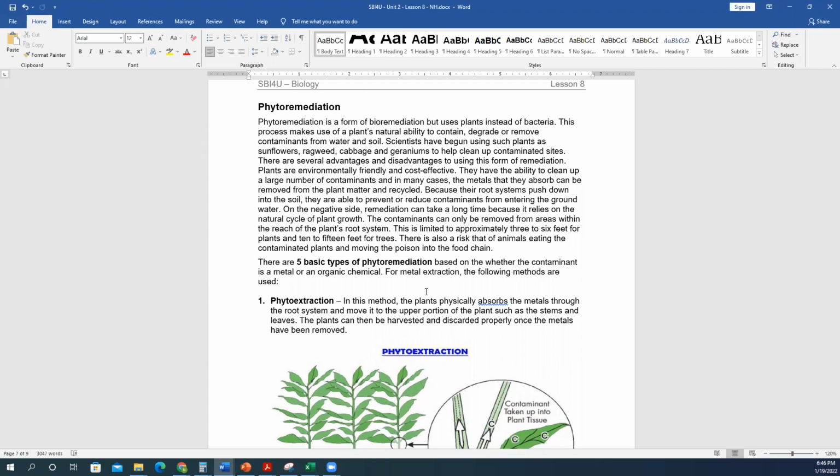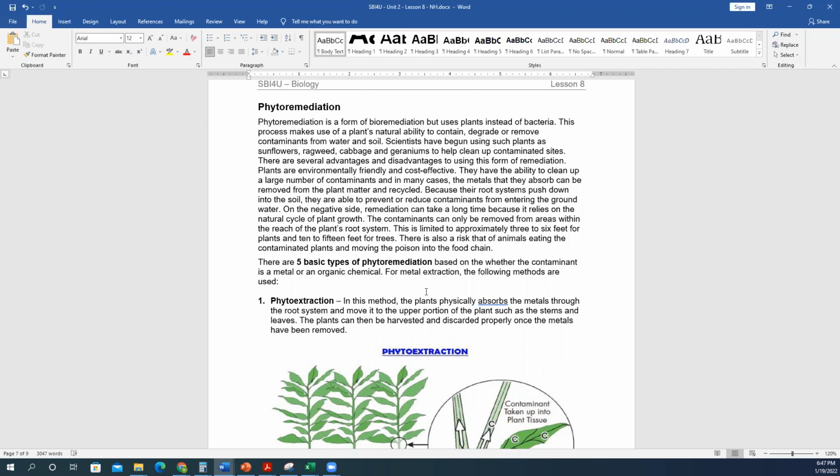And because their root systems go deep into the soil, they are able to prevent or reduce contaminants from entering the groundwater. They take it up before it can reach deeper groundwater reserves. So those are all pluses of using plants to clean up environmental contaminants.